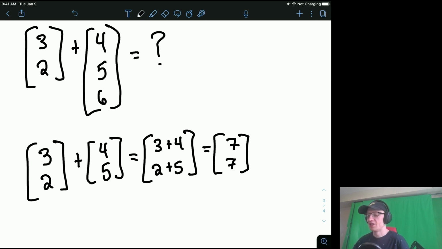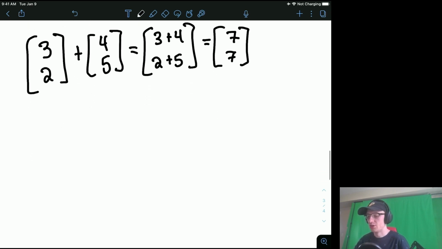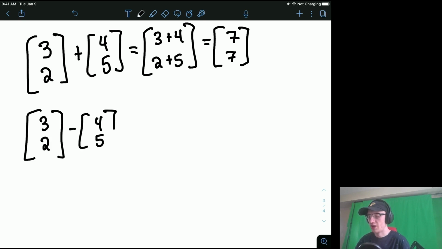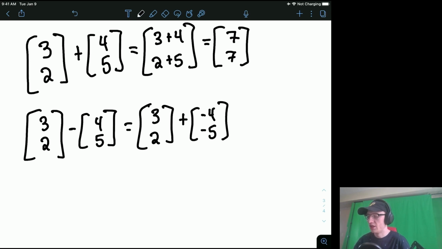Similarly, but really identically the same thing, you could also do subtraction. So if we did 3, 2, and then minus 4, and then 5, well, technically that is just addition. You could replace that with plus the negative 4 and negative 5, and we know how to do that. That is 3 and negative 4 makes negative 1, and 2 and negative 5 makes negative 3.